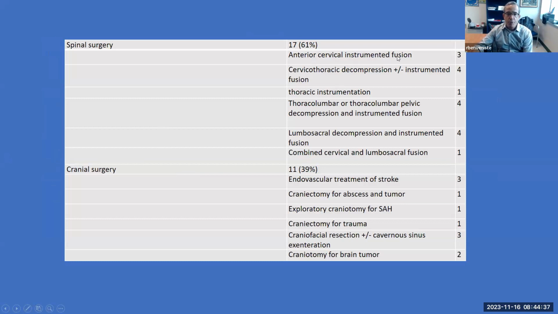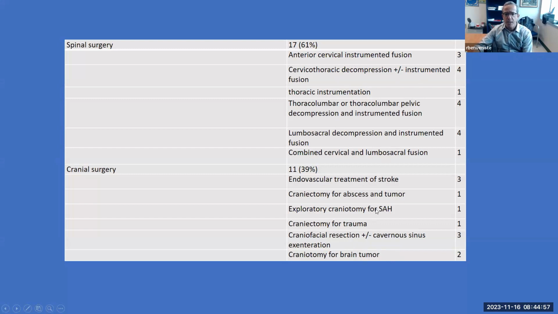I write here anterior cervical instrumented fusion. These were not ACDF patients. These were like multi-level corpectomy patients. A couple of them had deformity corrections. These were big spine cases. And similarly for our cranial patients, a couple of them were straightforward brain tumor cases.